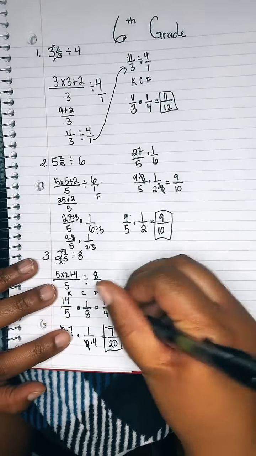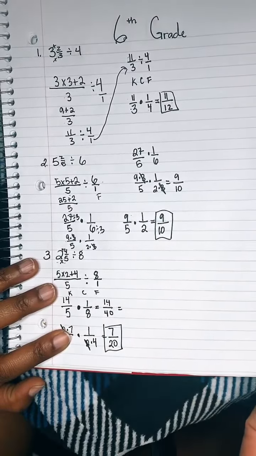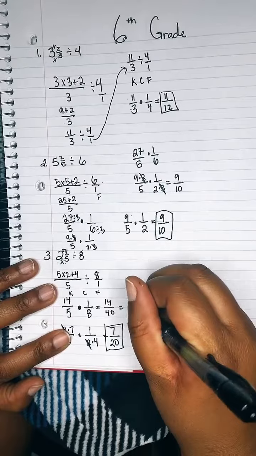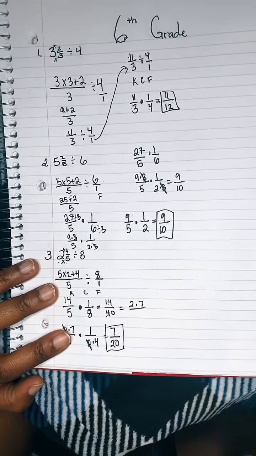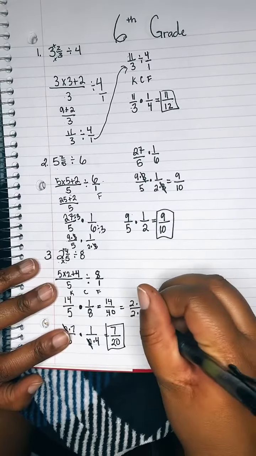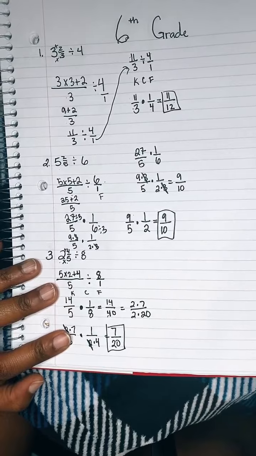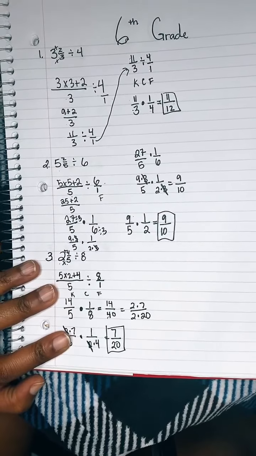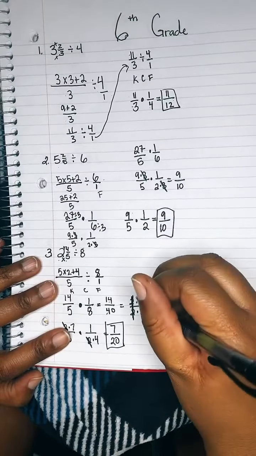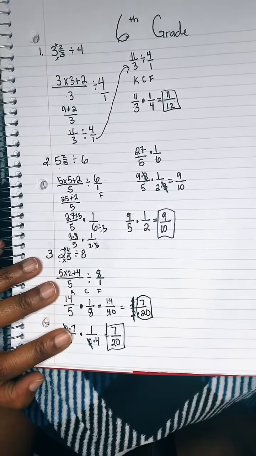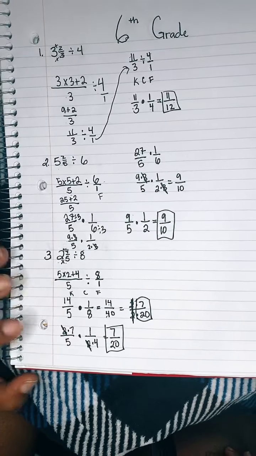We could say, well, what times what gives me 14? 2 times 7 gets me 14. And what times what gets me 40? Well, 2 times 20 gets me 40. I have 2's on top. Yep, people are saying divide by 2, divide by 2. I'm taking out these 2's, and here is my beautiful answer, 7 over 20. Good.